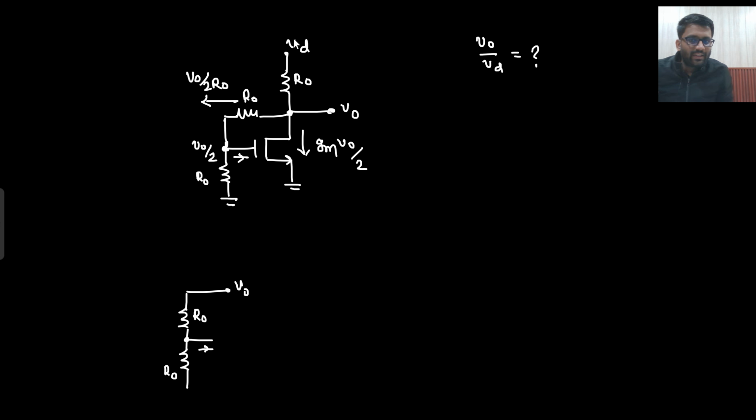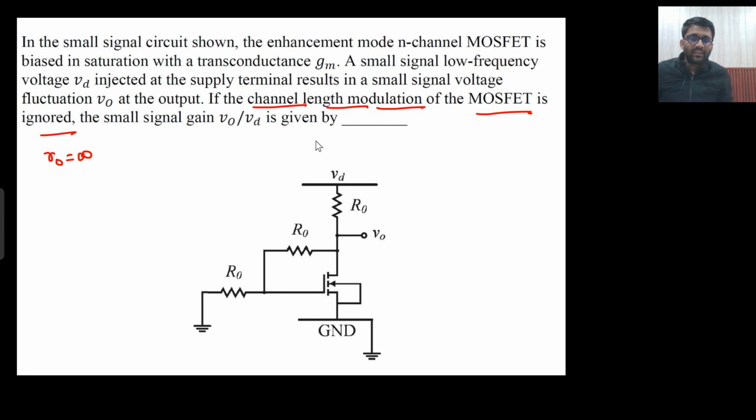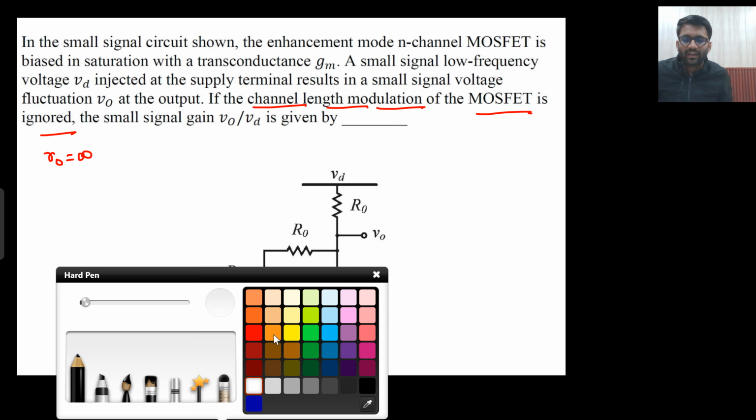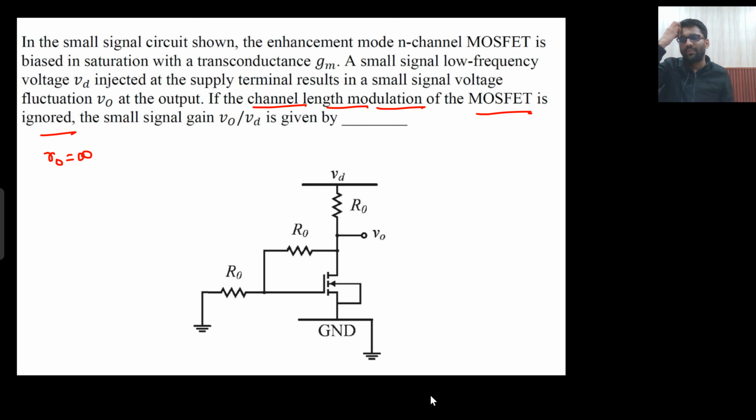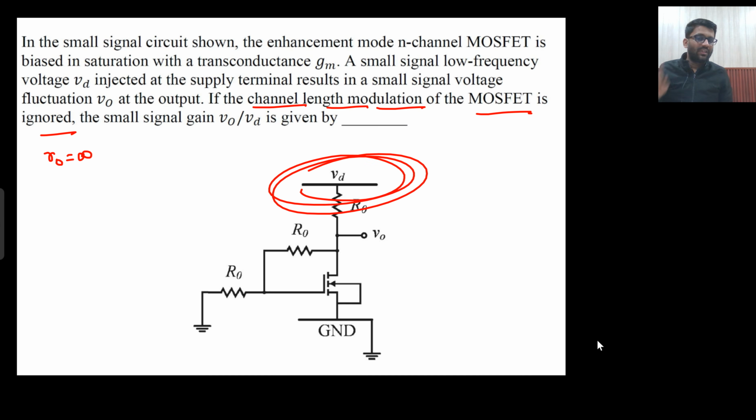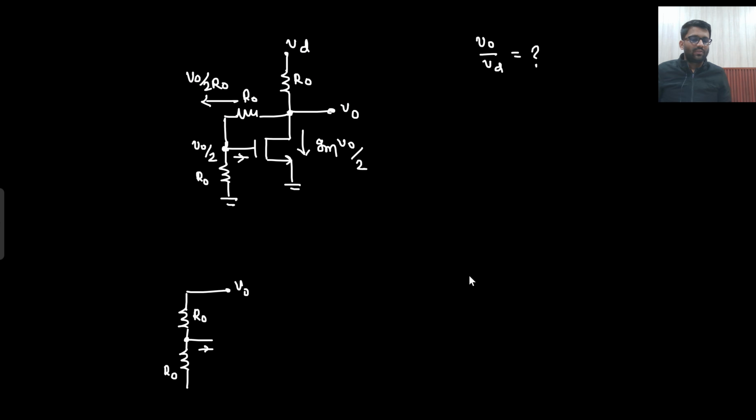Will this VD be shorted? No. This VD is now a small signal. Again, I am saying the word bias. We cannot use the word bias for small signal. What they are saying is that a small signal low frequency voltage VD is injected at the supply terminal. So this is a small signal, you cannot short circuit it. The small signal VD will already be there.